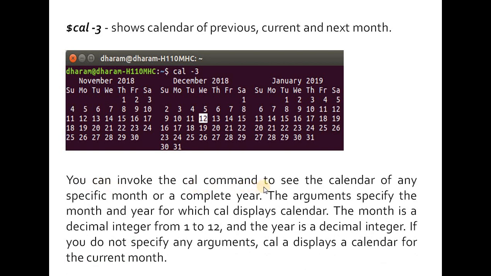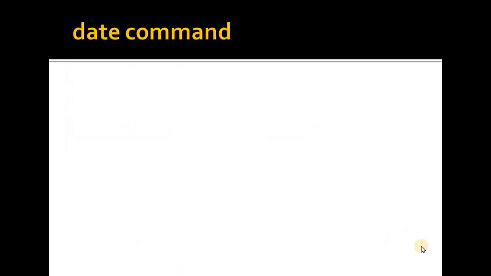You can invoke the cal command to see the calendar of any specific month or a complete year. The arguments specify the month and year for which cal displays the calendar. The month is a decimal integer from 1 to 12 and the year is a decimal integer. If you do not specify any arguments, cal displays a calendar for the current month. Okay, so I hope you have understood the cal command.